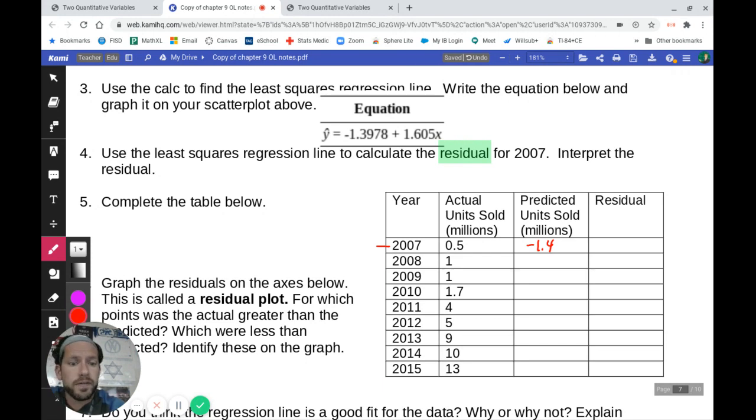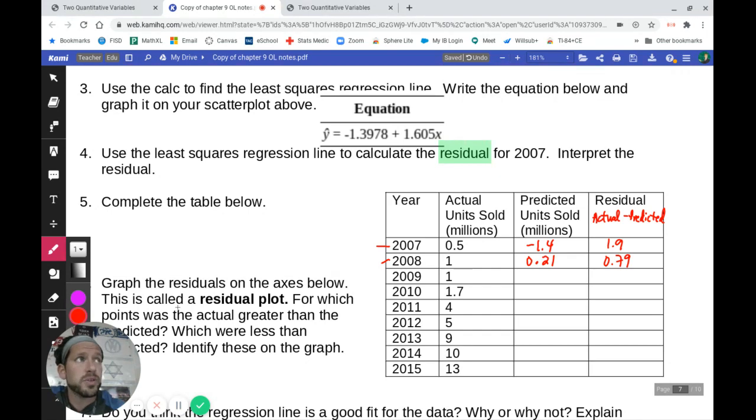So then how far off from the actual units sold is that? We can do the actual minus the predicted. So 0.5 subtract the negative 1.4 actually gives us a positive 1.9. In 2008, 1 million units were sold. Our calculator equation tells us that we expect 0.21 or 210,000 units to be sold. So we'll take 1 minus that 0.21, and that gives us 0.79.